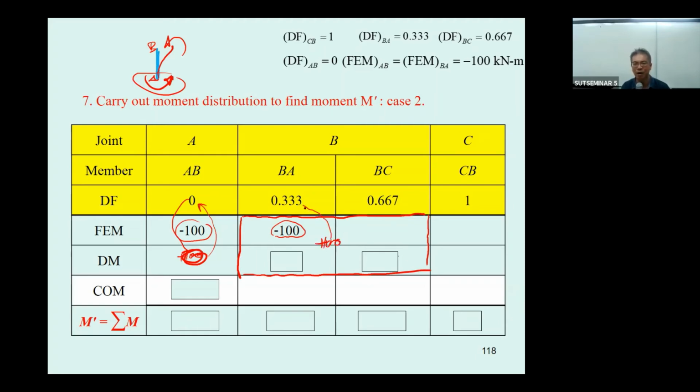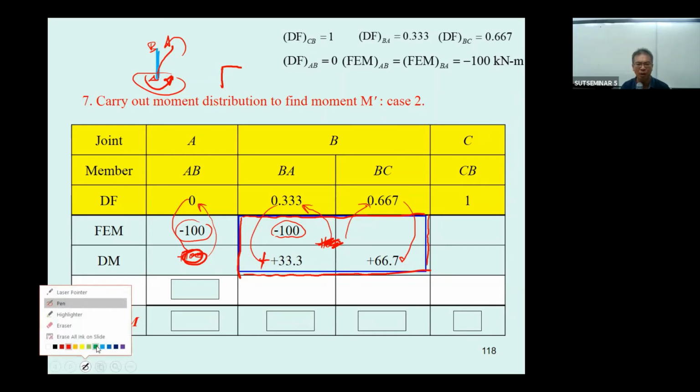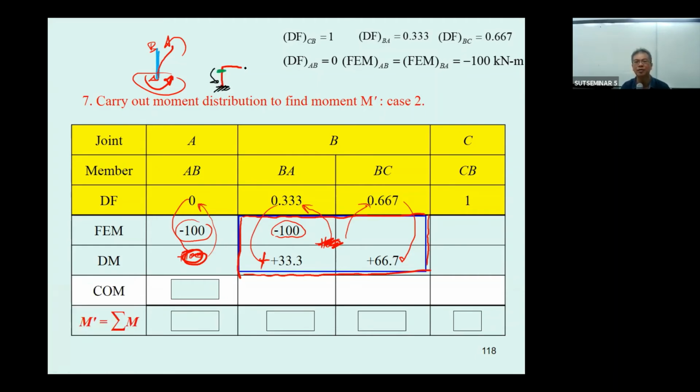The point B requires another plus 100. The plus 100 comes from this one down. This one is going to be plus 33.3, and then this is plus 66.7. And now this 100 is gone. When you determine this, you have 33.33 in the BA, and then you can carry over this one downward here because this one is fixed.